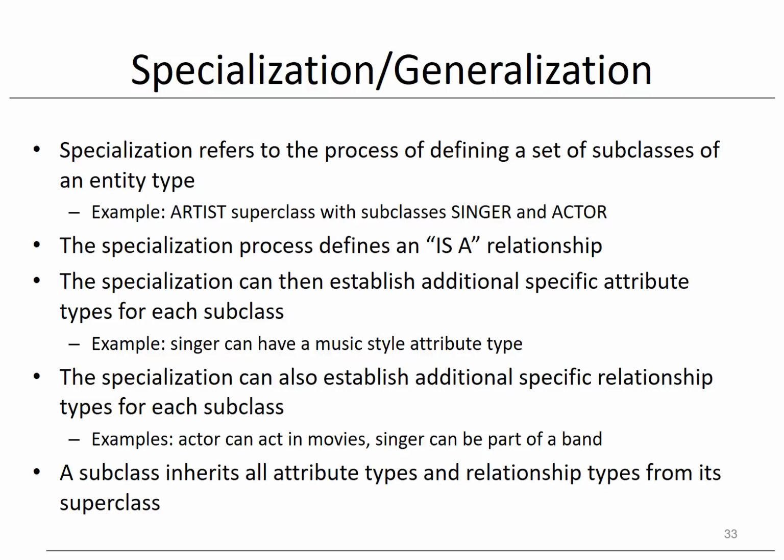The specialization can then establish additional specific attribute types for each subclass. A singer can have a music style attribute type. During the specialization, it is also possible to establish additional specific relationship types between each subclass and other entity types. An actor can act in movies. A singer can be part of a band. A subclass inherits all attribute types and relationship types from its superclass.